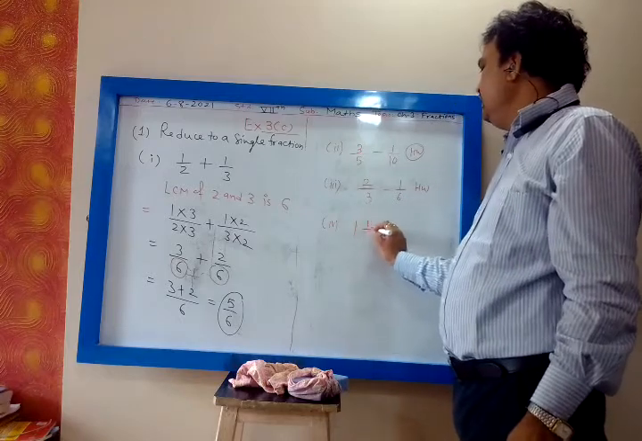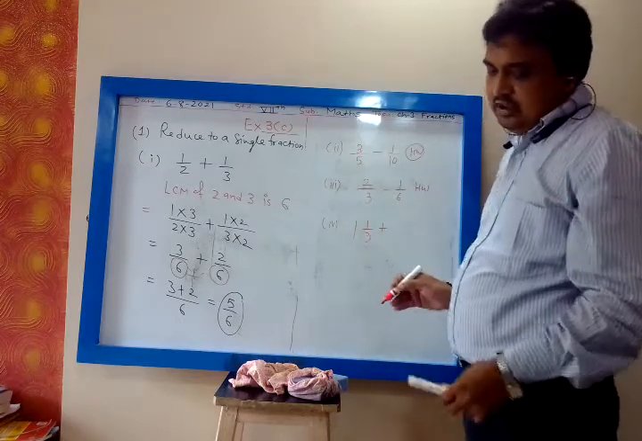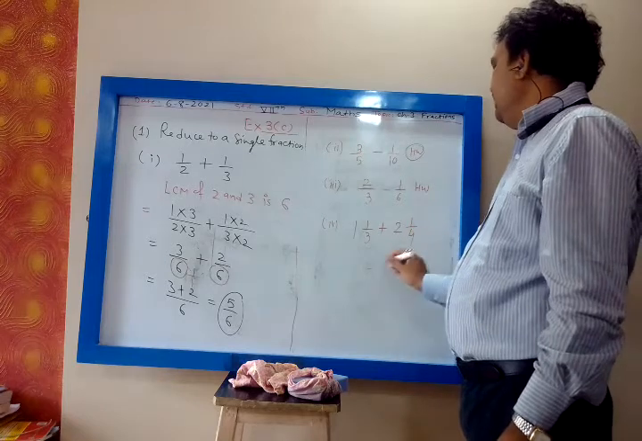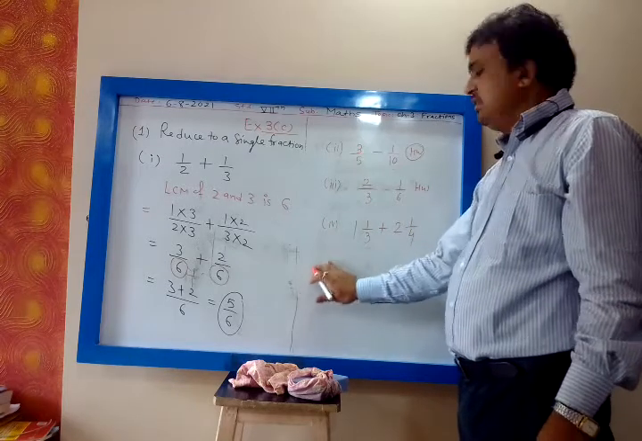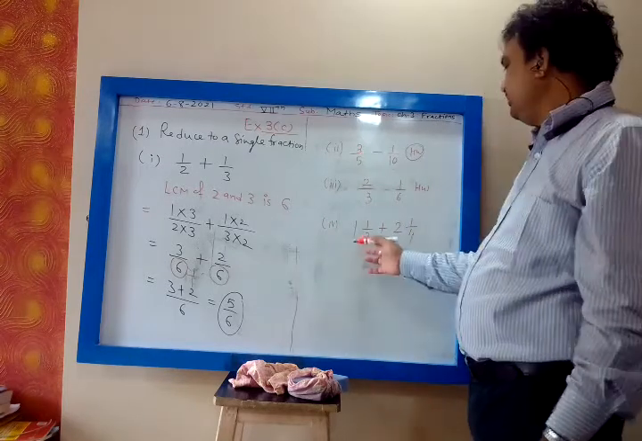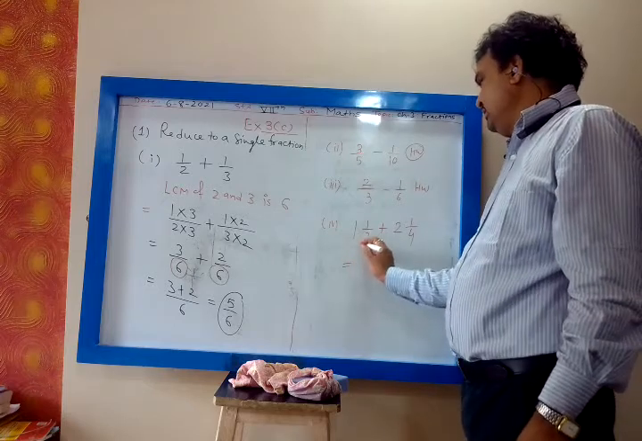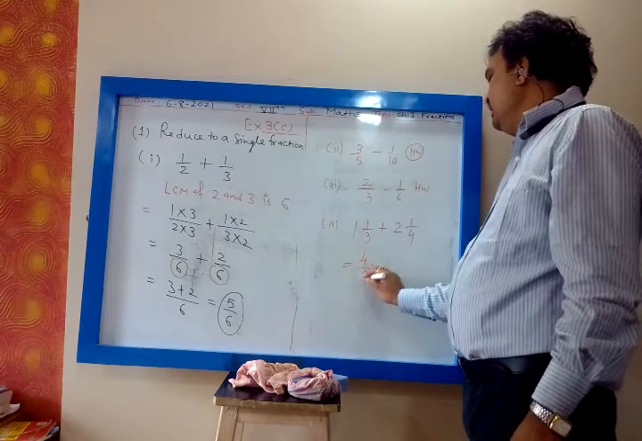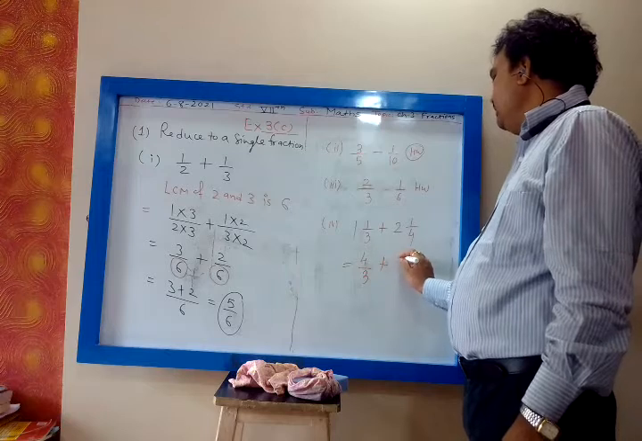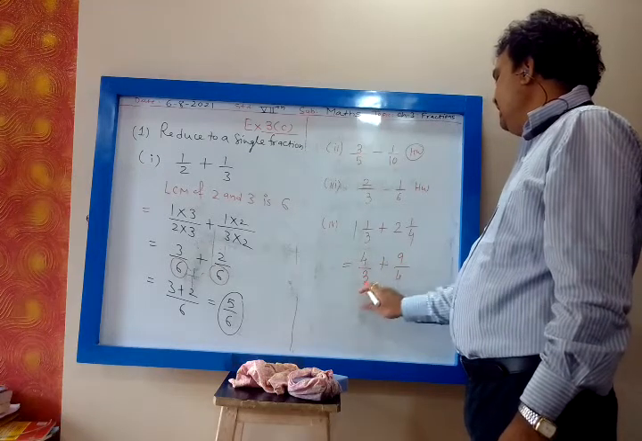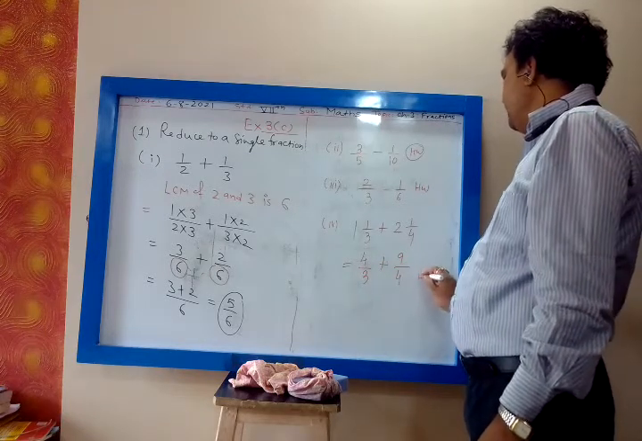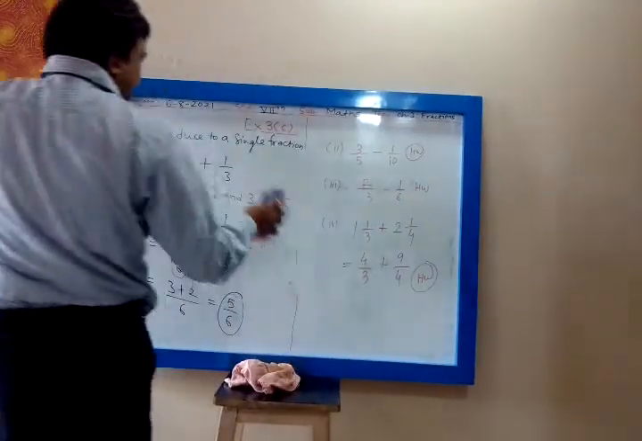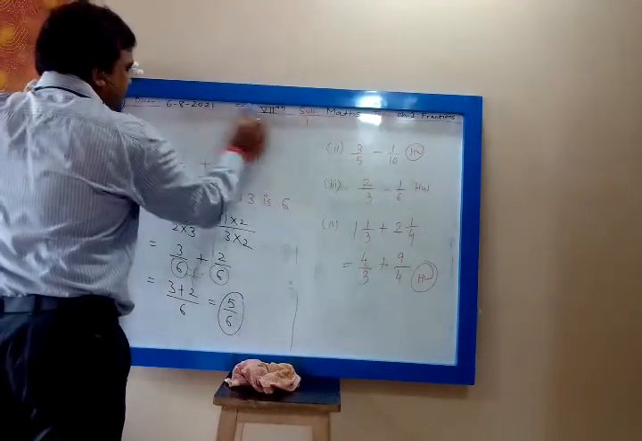Fourth one: 1 and 1 by 3 plus 2 and 1 by 4. How will you simplify this? This is a mixed fraction, no? 3 into 1, this is 4 by 3, and this is 9 by 4. Then take LCM of denominator and simplify. Further part will be homework.